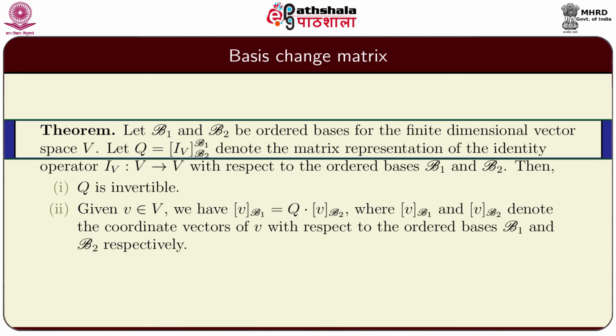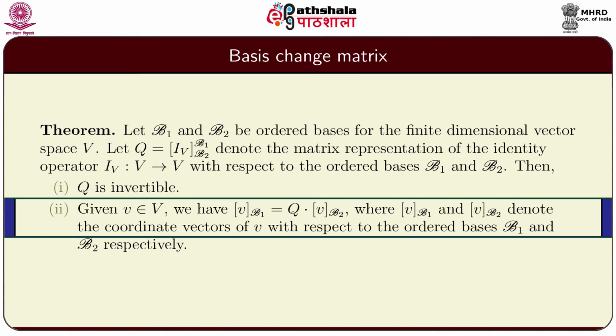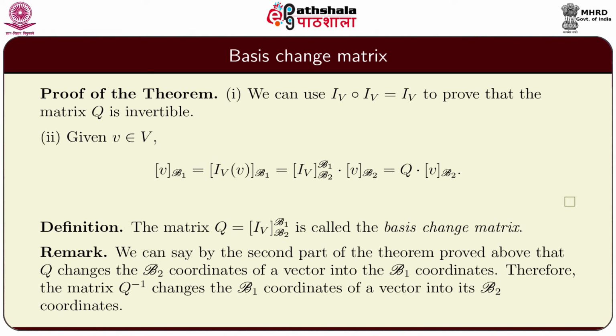Let B1 and B2 be ordered bases for the finite dimensional vector space V. Let Q denote the matrix of the identity operator I_V with respect to the bases B2, B1. Then this matrix Q is invertible, and given any vector v in V, we have the coordinate vector [v]_B1 with respect to the choice of basis B1 is equal to Q times [v]_B2, which is the coordinate vector of v with respect to the basis B2. Let us see the proof of this theorem.